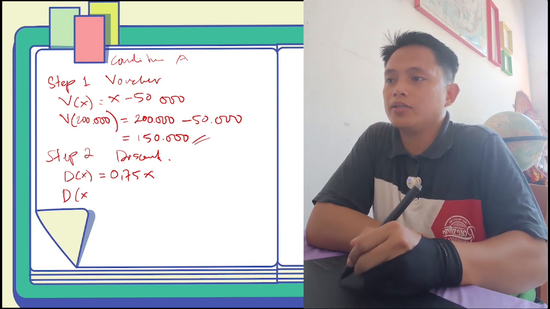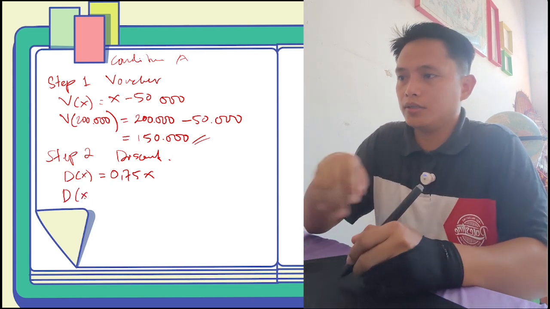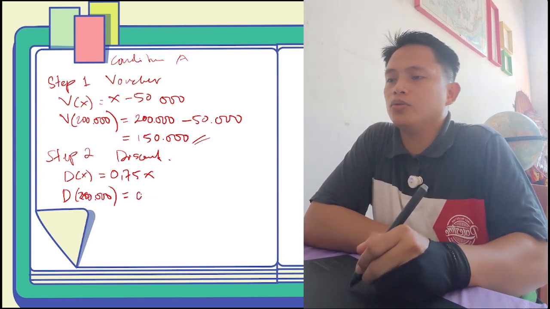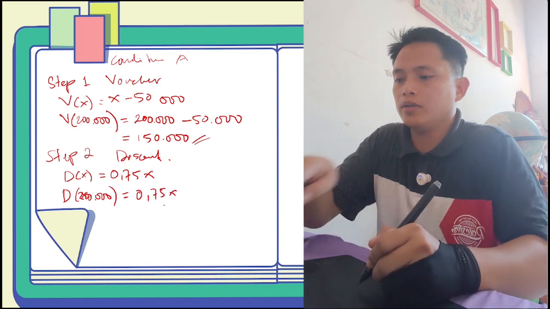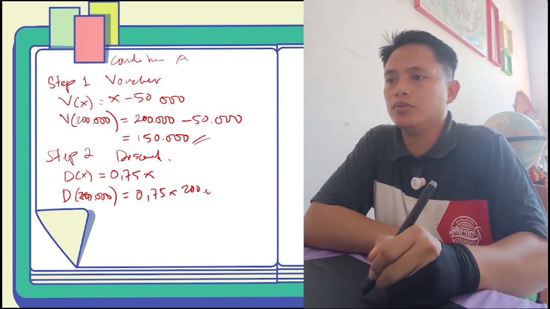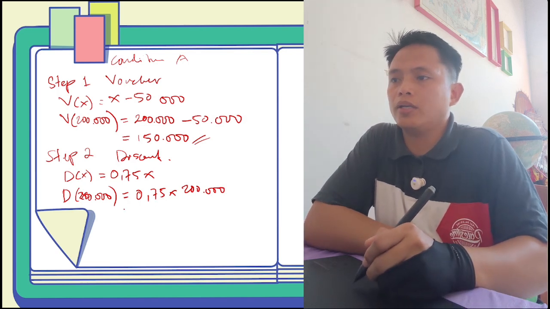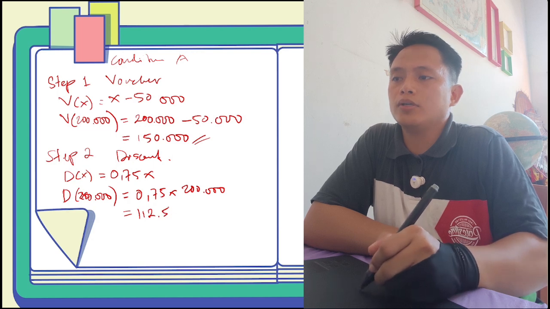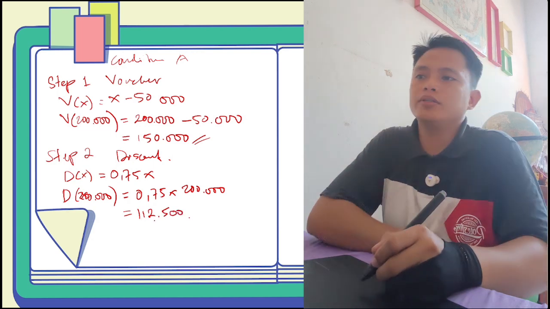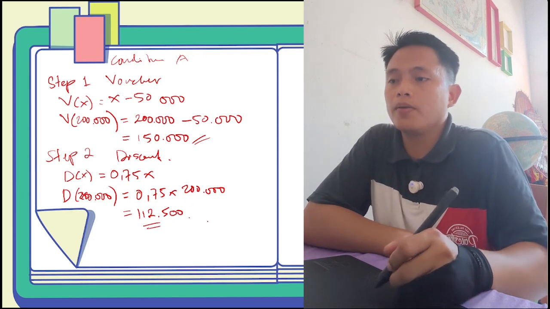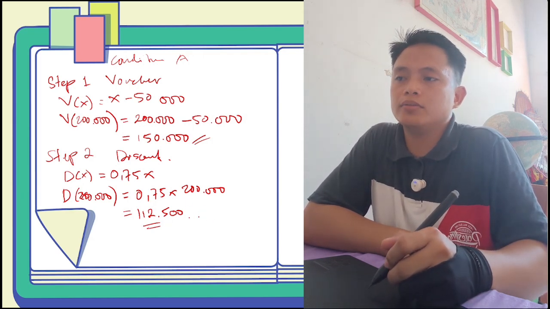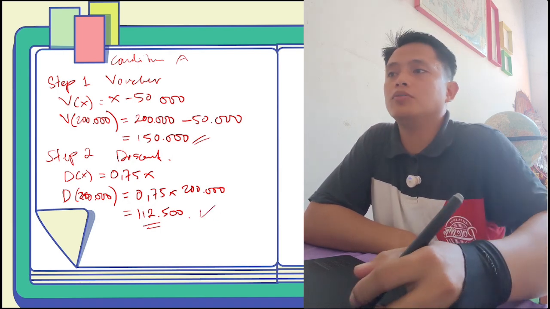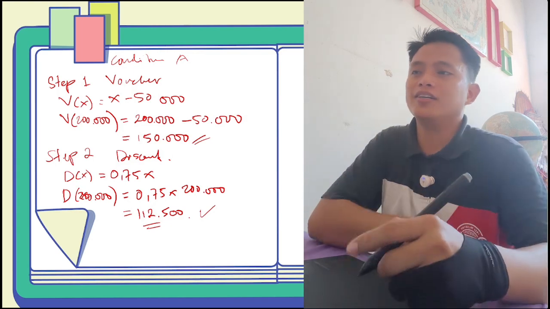So the x, oh sorry, how to remove this, the 200,000. Okay, equals 0.75 multiplied with 150,000. Now the result will be 112,500. Okay, this is the result. So in the first condition, we're going to pay 112,500 for the shoes.